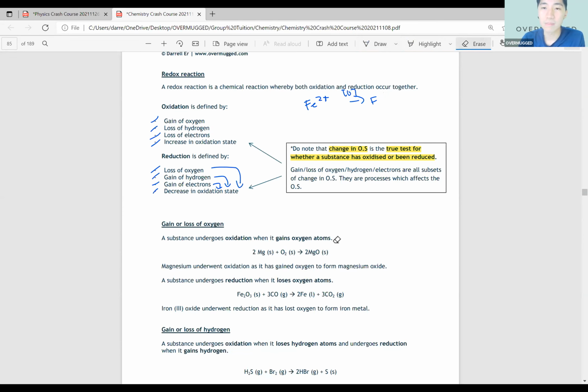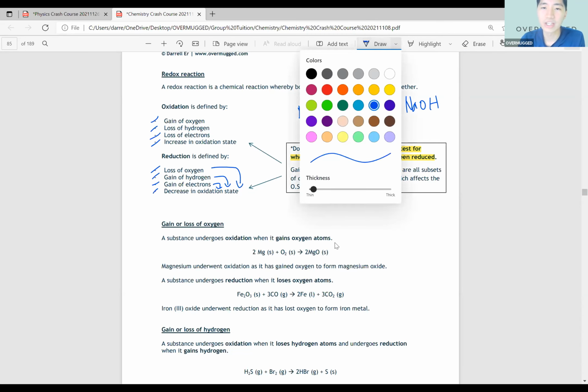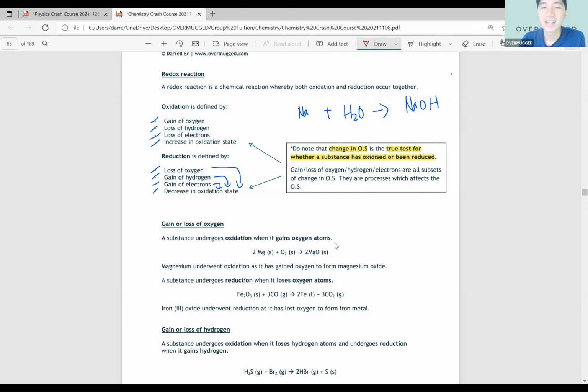I give you a simple example. Let's say I have Na. It reacts with water to form NaOH. Did Na oxidize or reduce? Type in the chat. Okay, did Na oxidize or reduce? Come, try.